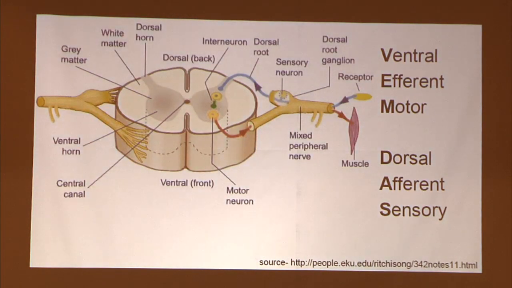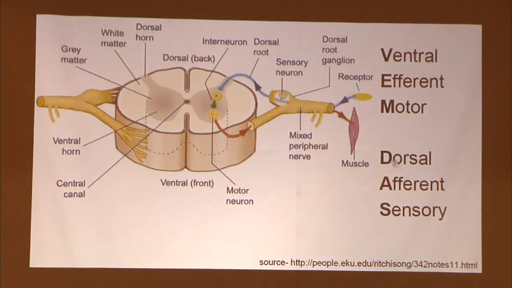Next, we can look at the spinal cord. So this is another way of remembering which side is looking at motor information going out and which side is sensory going in. So there's VEMDOS, ventral efferent motor. So your ventral root is for your motor information and going out to your body. And your dorsal side is the sensory going back up to the brain, or if it's part of a reflex, then just the spinal cord, but toward the CNS versus away from the CNS.